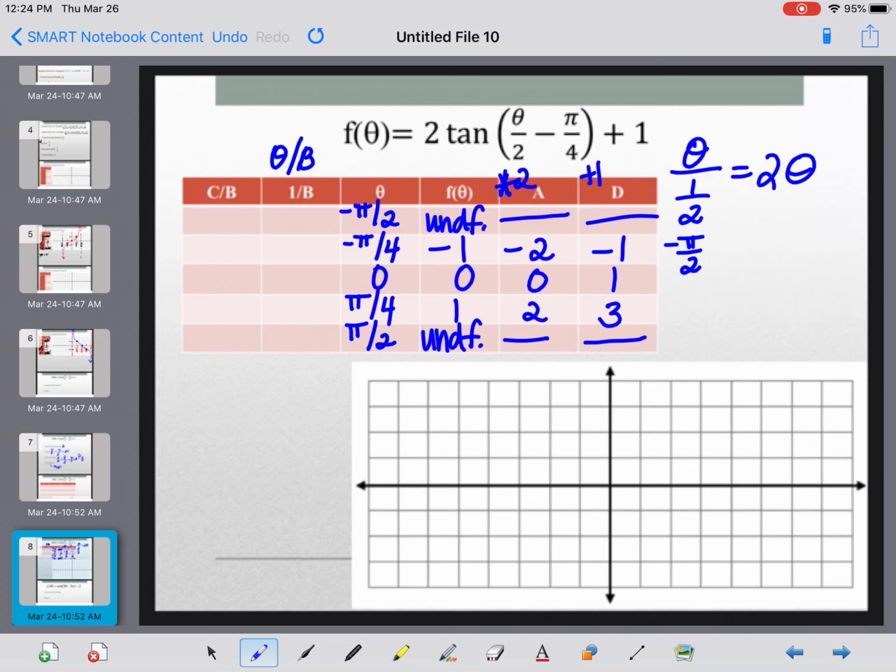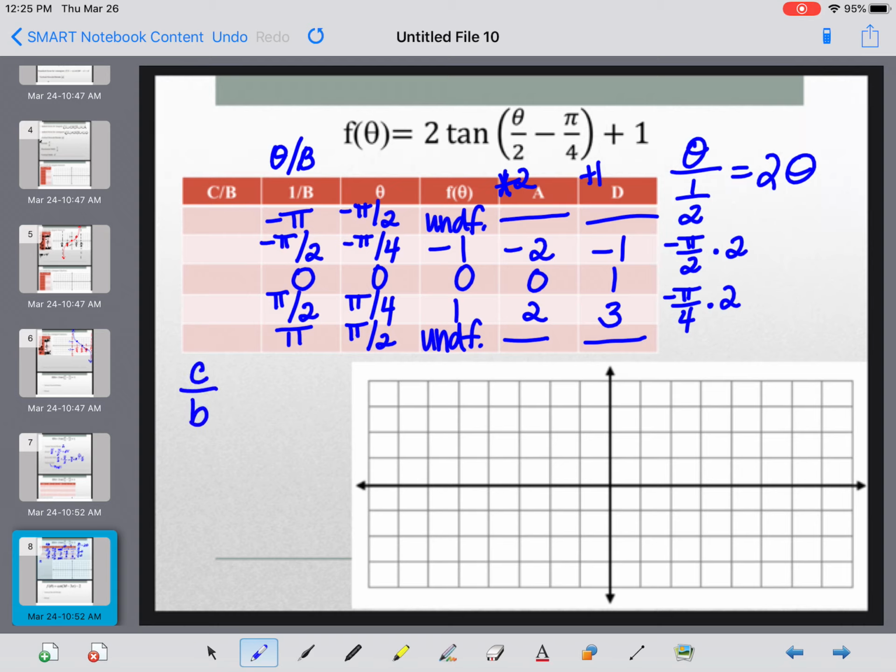Okay, so negative pi over 2. We're really multiplying by 2, which gets us negative pi. Negative pi over 4 times 2 is negative pi over 2. And those are just going to be the positives of that.